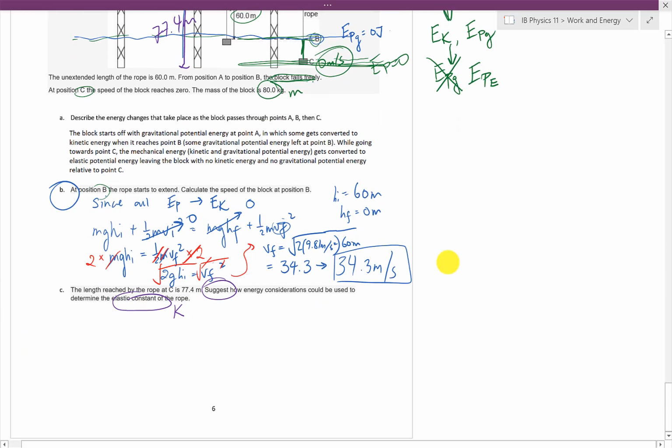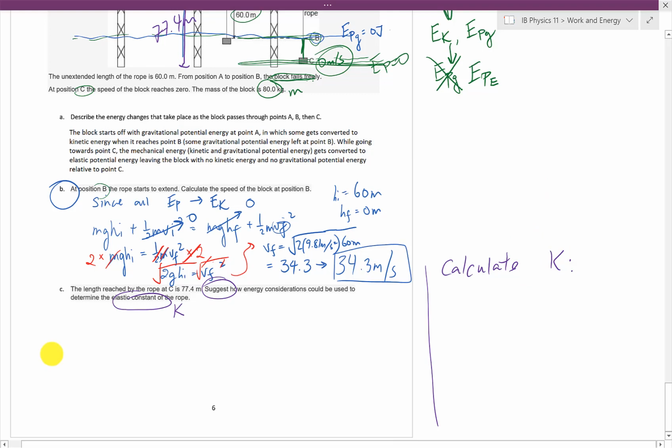However, what I can do on this side of the page is show you how you might be able to calculate this. I'm actually going to go ahead and calculate the spring constant for you, just so I can show you another example. Okay, so let's do what the question is asking first.